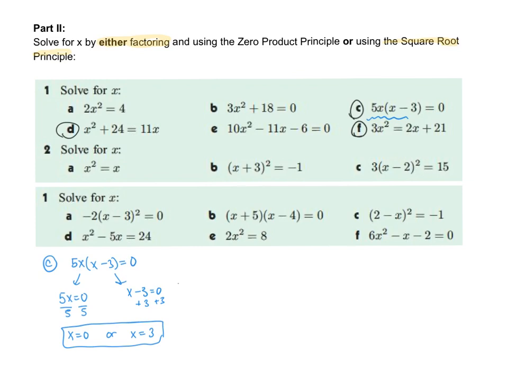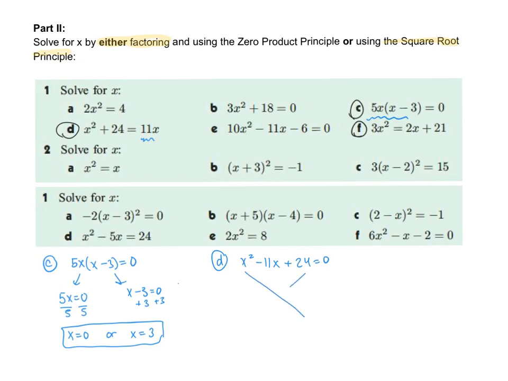Okay, now with D, since these have a bx, so x squared, I'm going to move everything to one side. X squared minus 11x plus 24 equals 0. Since there's a bx, we cannot do the square root principle. So what we're going to do is we're going to factor and use the zero product principle.